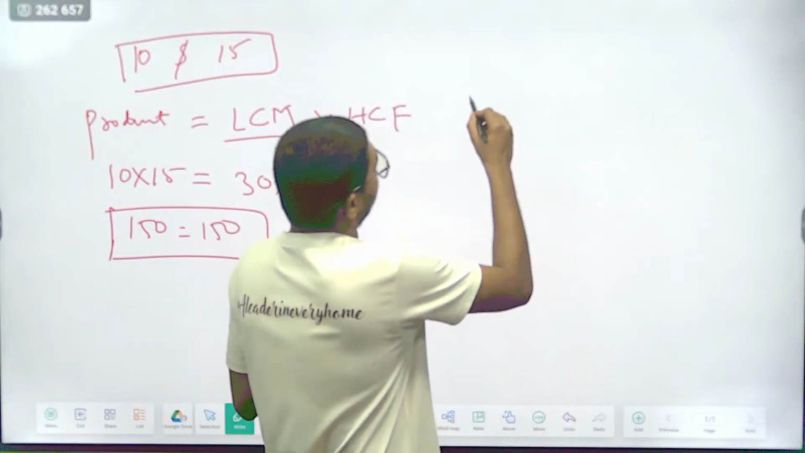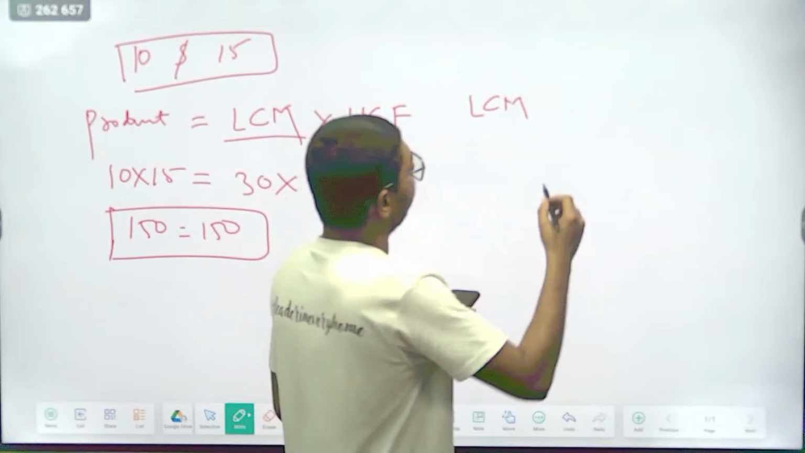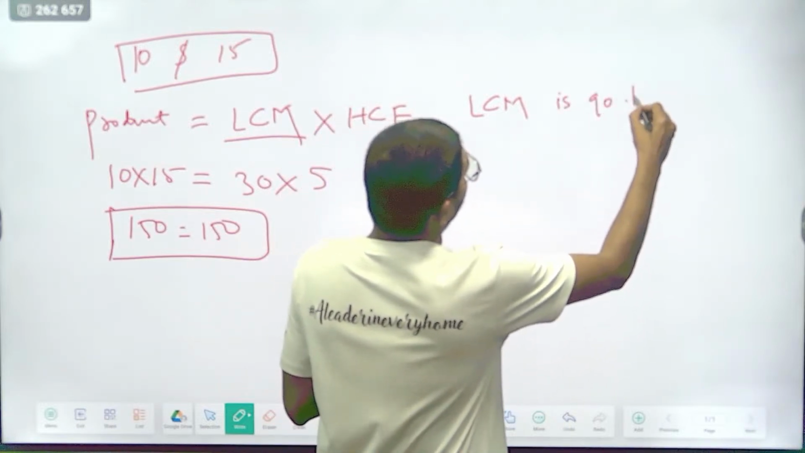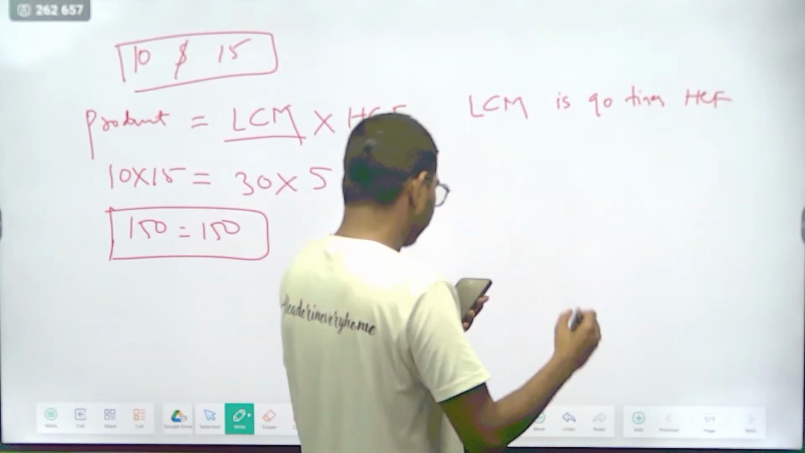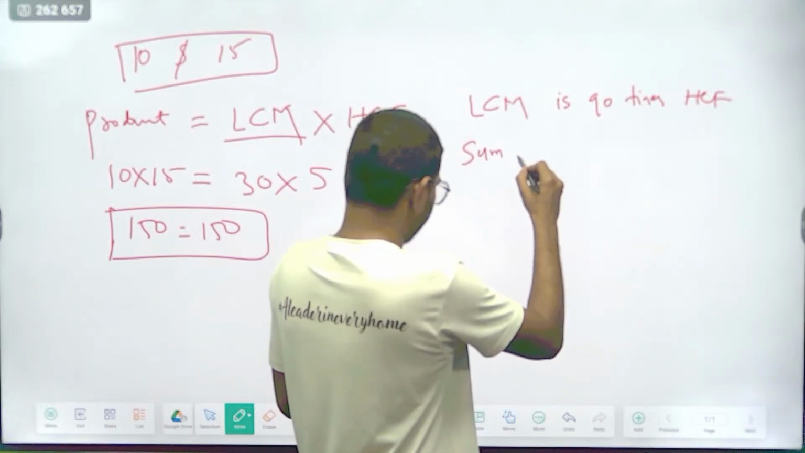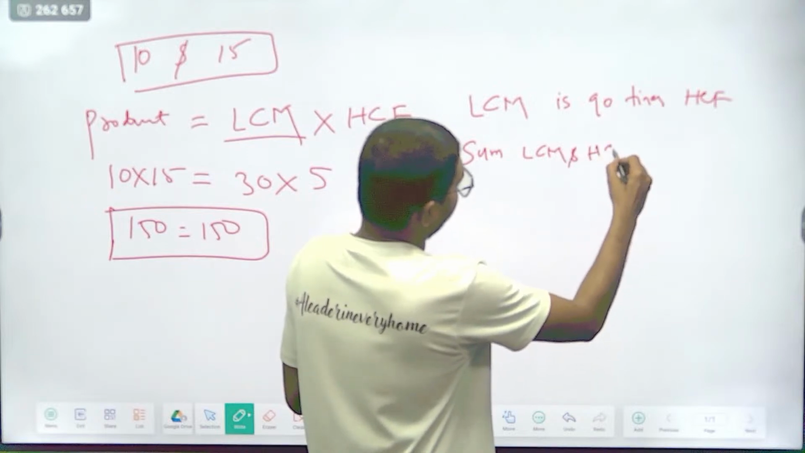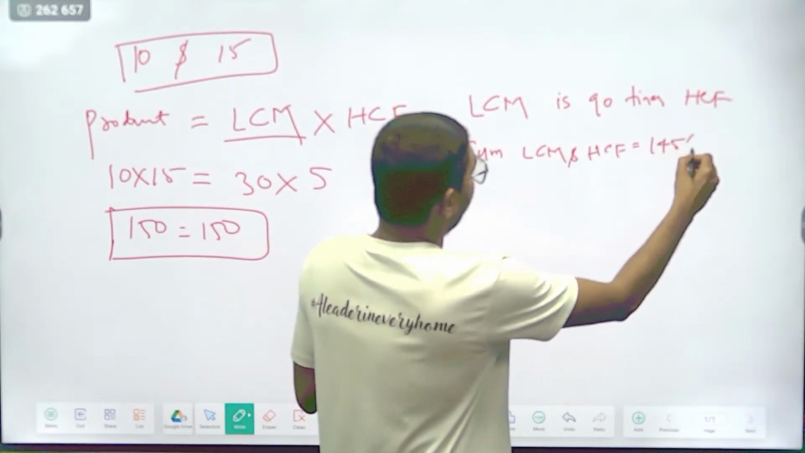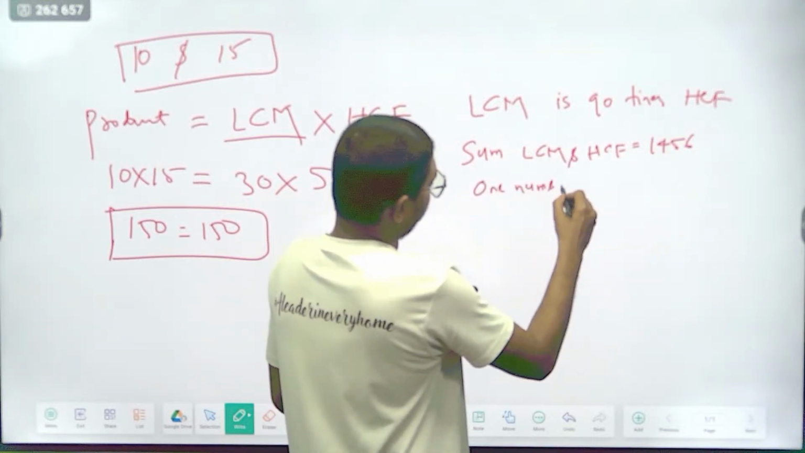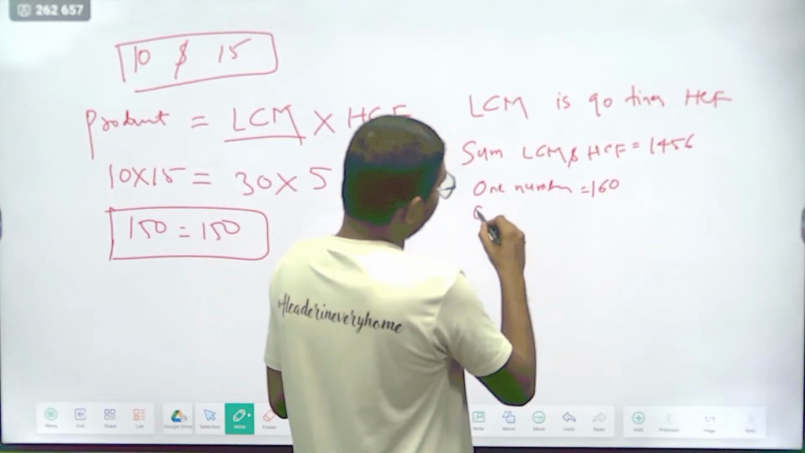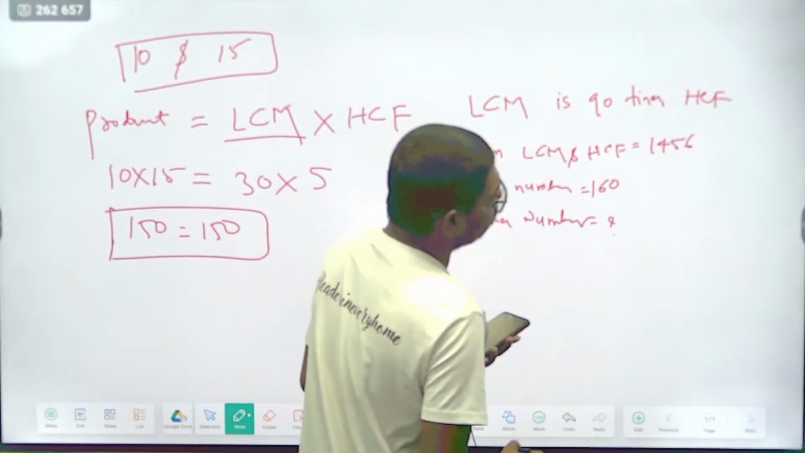So the LCM of two numbers is 90 times the HCF, okay. LCM is 90 times HCF, and then the sum of LCM and HCF is 1456. They have given one number is equal to 160, then the other number is equal to what? This is what they have asked.